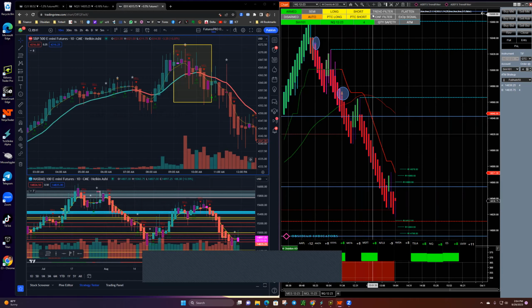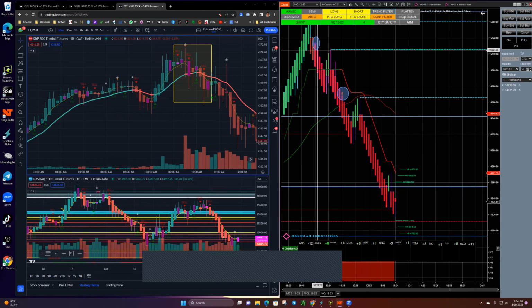So with the trend filter, you would have entered around 9:65. If it was just the confirmation filter, you would have entered at the very top of the next candle at 15,024. But if you did not have this, you would have entered around 15,031 and change. Okay, so those are the differences that these buttons will make.